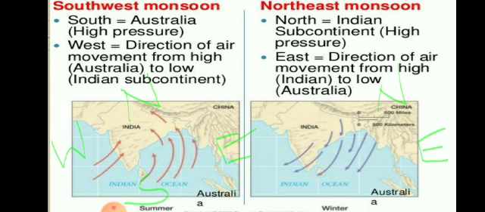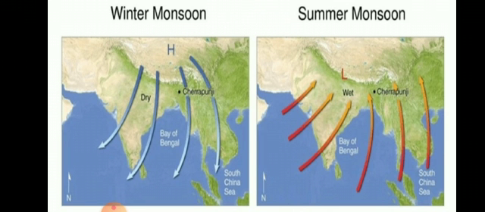The first picture shows us the summer and the second is during the winter. During summer, that is southwest monsoon, they are moist, and northeast monsoon, they are dry winds. Again the same picture I have shown. High pressure and low pressure, north direction is shown. Winter is dry, and summer season is wet, that is moist.